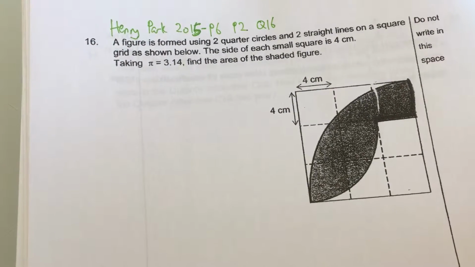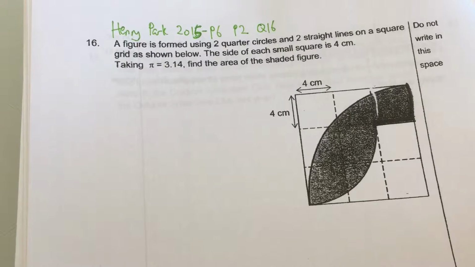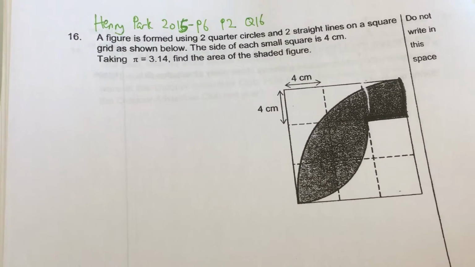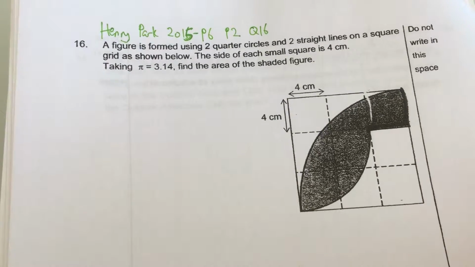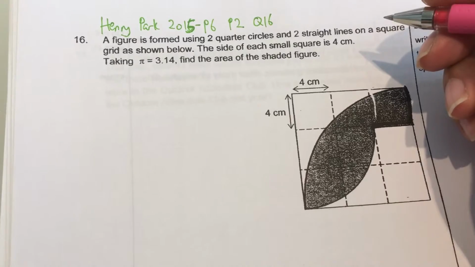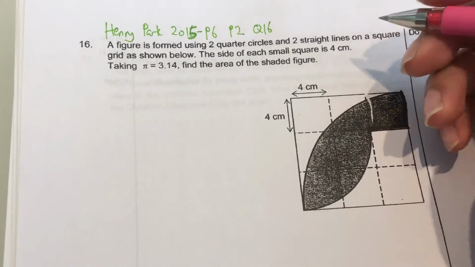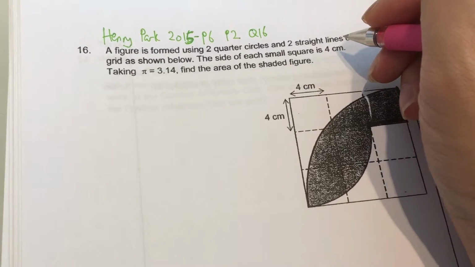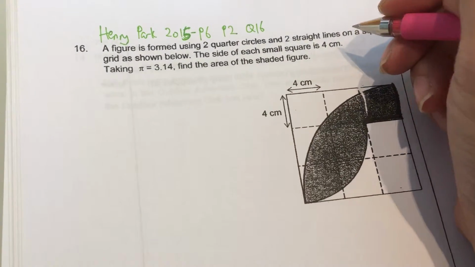A figure is formed using two quarter circles and two straight lines on a square grid as shown below. The side of each small square is 4 cm. So again, KC NSU still applies. So K, what are the K? K means the keyword or numbers.